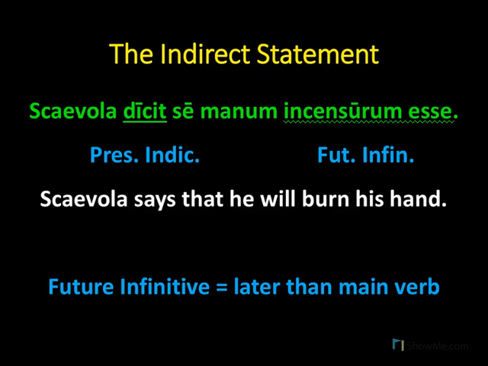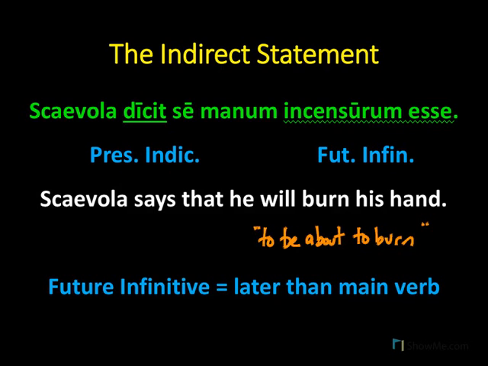Remember that the stock translation of our future infinitive was to be about to burn. This combined the idea of esse, to be, and the idea of the future active participle, about to burn. We've been a little bit more flexible here to show the action of the burning happens later than the main verb, and to give a more natural sounding sentence in English. Scaevola says that he will burn his hand.